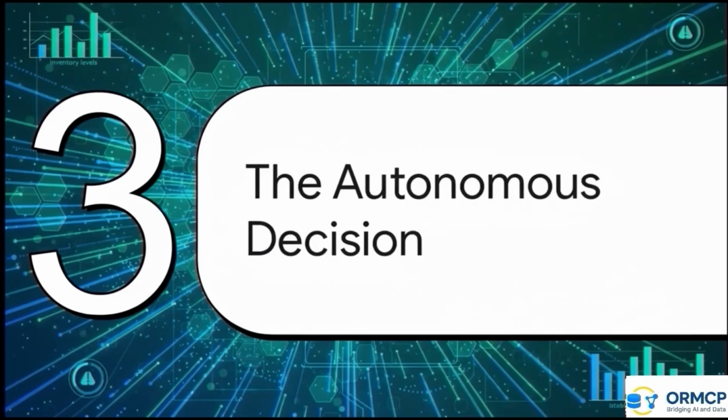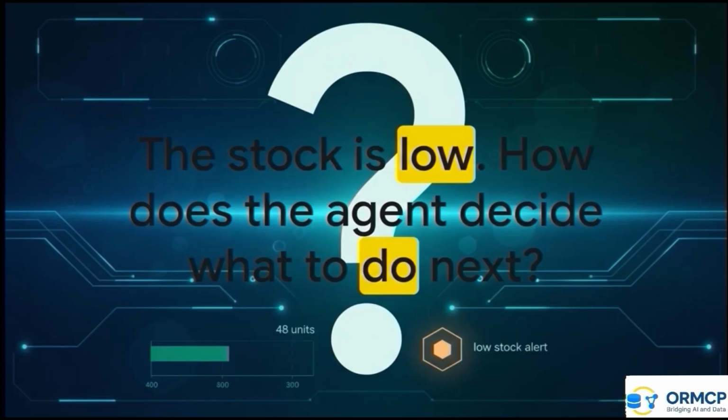Okay, so we know how it's built. Now for the fun part. Let's watch it actually think. This is the autonomous decision-making process happening right now. All right, so the agent knows the stock is at 48. A person in this spot might just go, order another 100. But how does an AI make a truly smart, data-driven call? What does it do next?